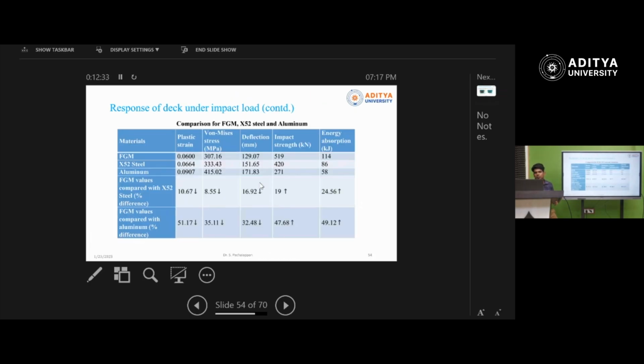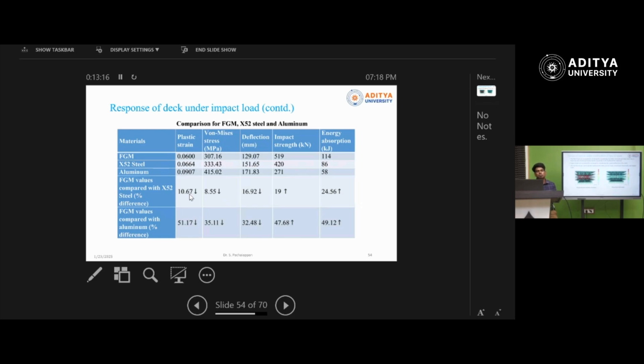And this is the response of the deck under impact load. Here we can see the first row is the FGM, X52 steel, aluminum. FGM is compared with X52 steel, and FGM is compared with aluminum. When we compare with aluminum, nearly 50% enhanced results we are getting. When we compare with X52 steel, nearly 8 to 10% enhanced results we are getting. The research scope is that whatever results I got are for a specific combination of FGM. If you go for a different application, if you cast it for different materials, definitely we are going to get higher performance than this.